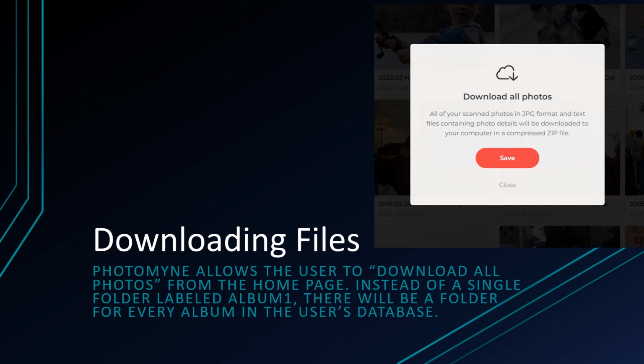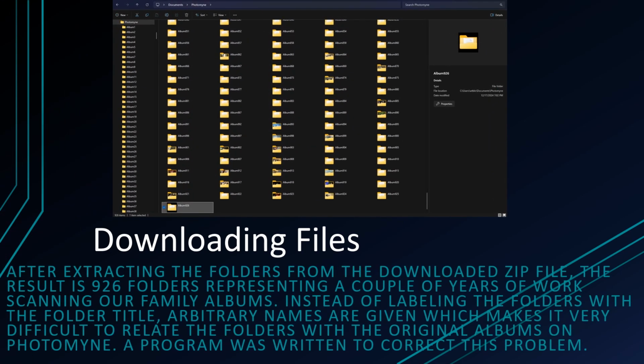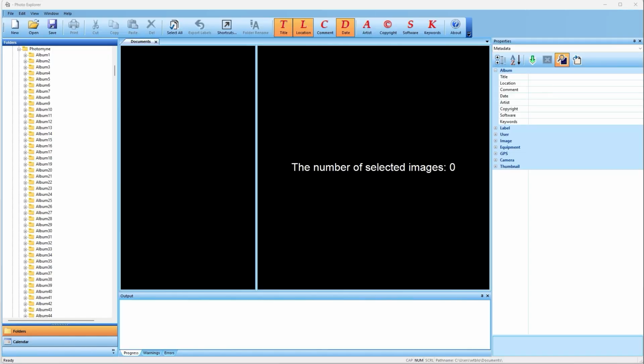Photomyne allows the user to download all photos from the home page. Instead of a single folder labeled Album 1, there will be a folder for every album in the user's database. After extracting the folders from the downloaded zip file, the result is 926 folders representing a couple of years of work scanning our family albums. Instead of labeling the folders with the folder title, arbitrary names are given, which makes it very difficult to relate the folders with the original albums on Photomyne.